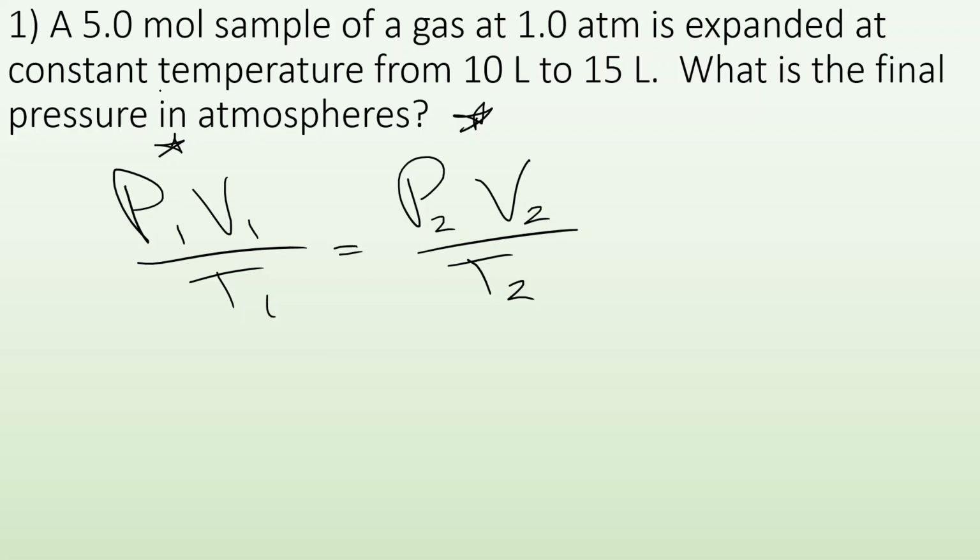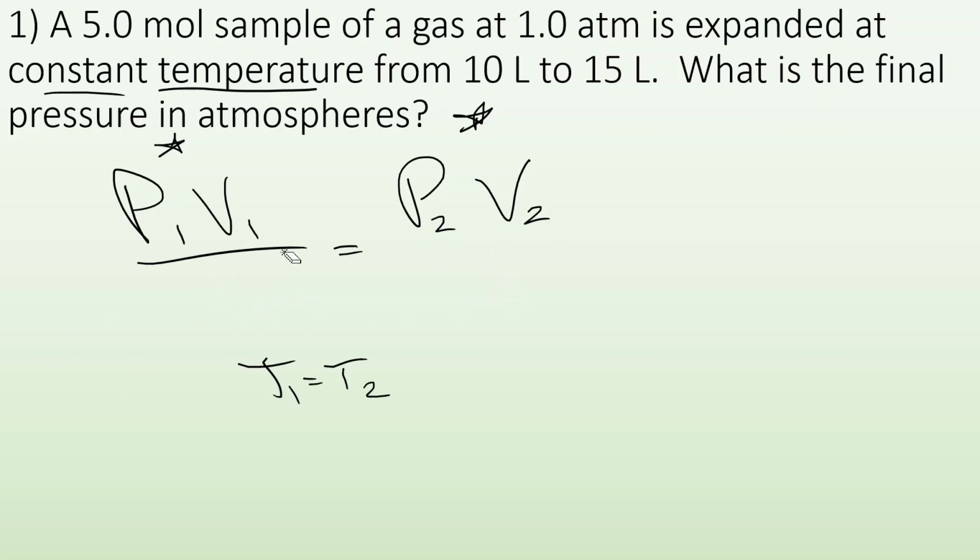It says that the temperature is held constant. So I know that T1 equals T2. So that means I can just kind of cancel them out on both sides since they're the same thing. And I'm left with this equation. P1 V1 equals P2 V2.